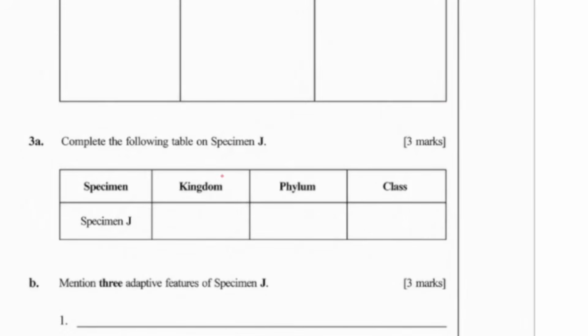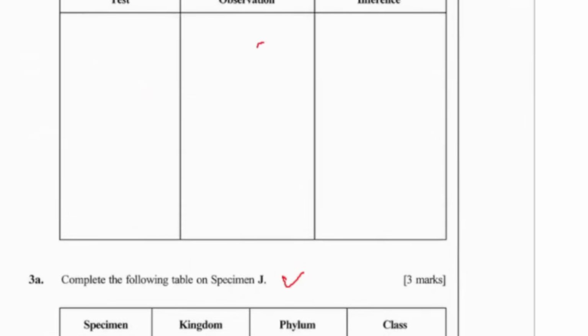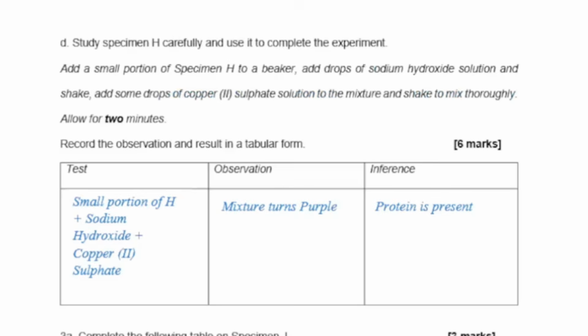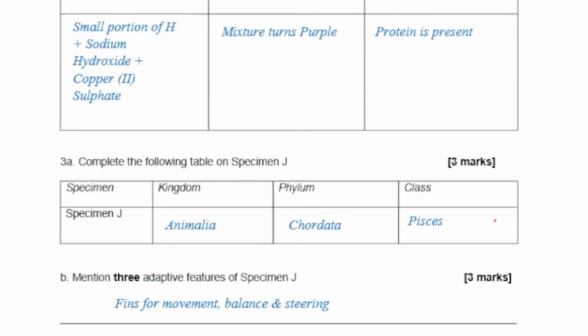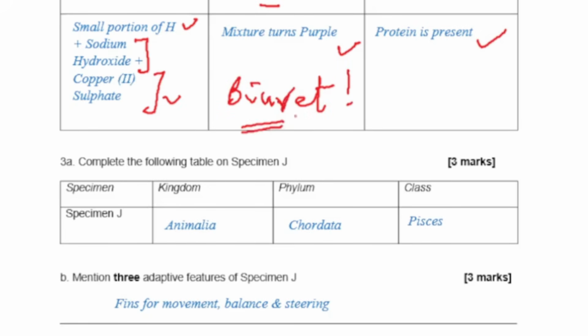Here you're asked to complete the table on specimen J. Here, kingdom, phylum, and class, and then mention 3 adaptive features of specimen J. So we are also going to look at the answer flash to see the possible answers for that. Looking at the answer flash, you see that after adding a small portion of H to sodium hydroxide and then adding your copper 2 sulfate, you had the mixture turning purple. That's your observation. What you see is your observation, and then the inference is that protein is present, and this test is called the Biuret test. So you want to write that down in case you're asked. The name of this test is the Biuret test, okay?